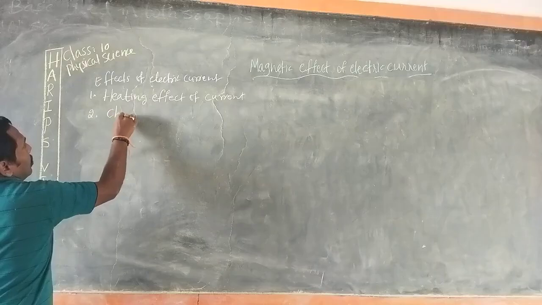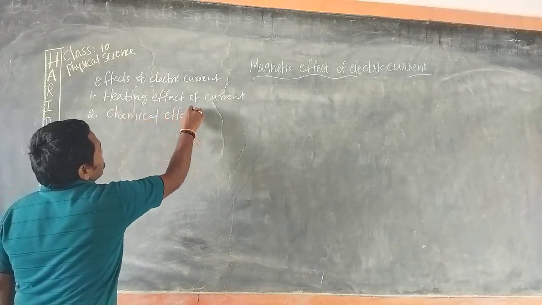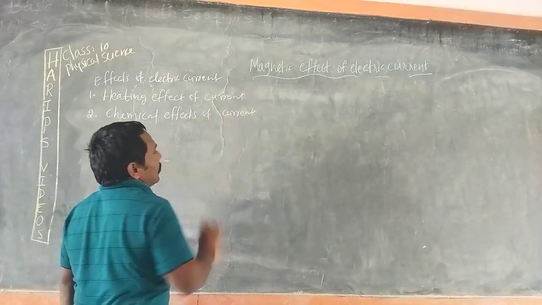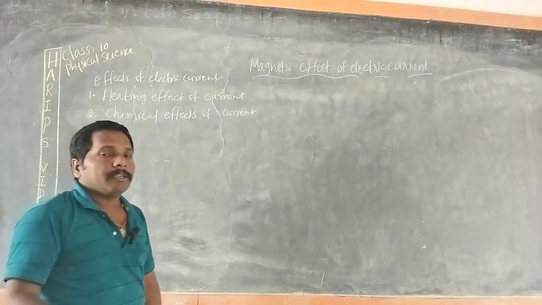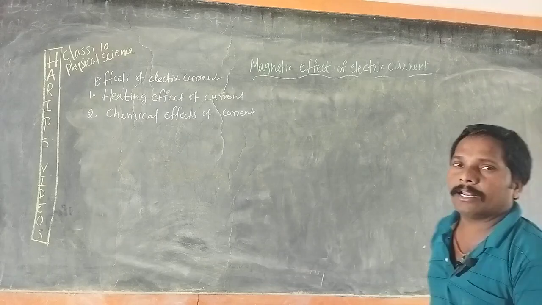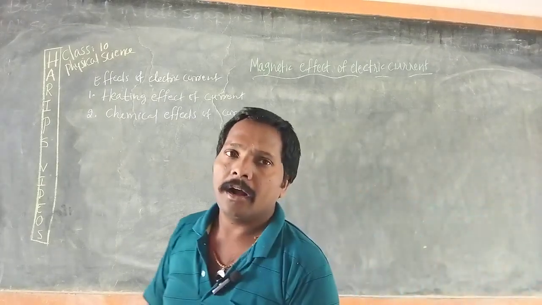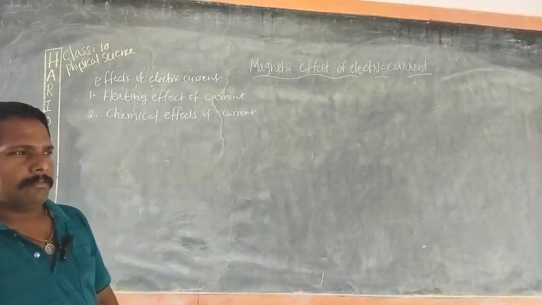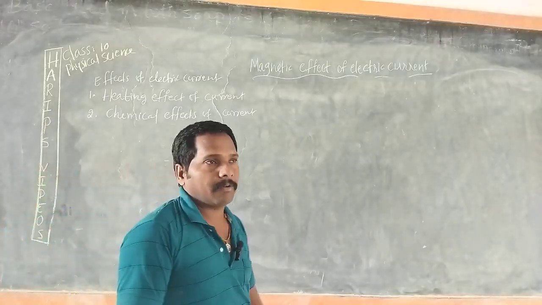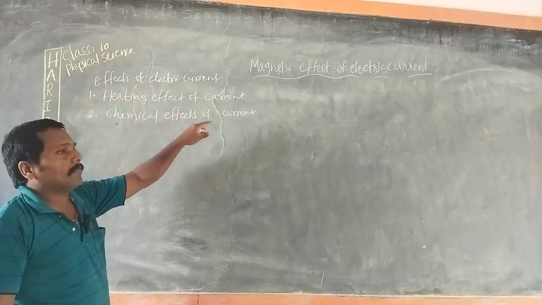Then the second one, chemical effects of electric current. You learned this in class 8, in the chapter on electric conductivity of liquids. So in class 8 you learned the chemical effects of electric current.